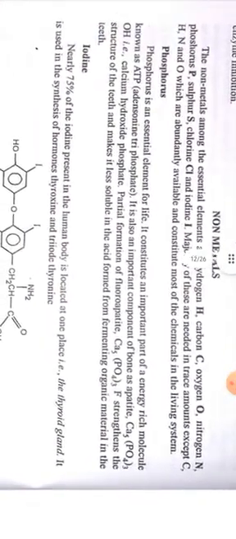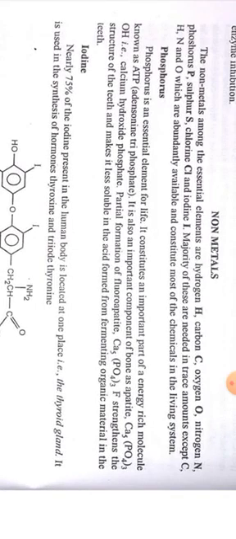Next is non-metals. Non-metals among the essential elements are hydrogen, carbon, oxygen, nitrogen, phosphorus, sulfur, chlorine and iodine. The majority of these are needed in trace amounts, except carbon, hydrogen, nitrogen and oxygen, which are abundantly available as constituents of most of the chemicals in the living system.